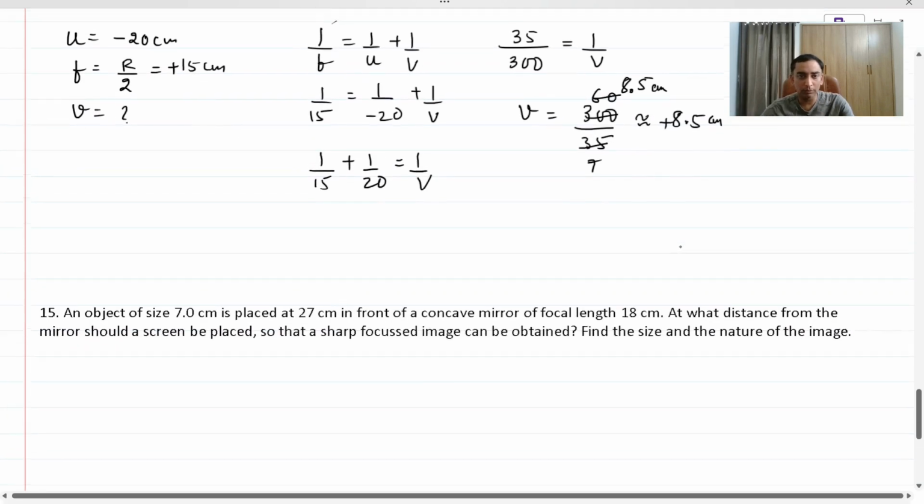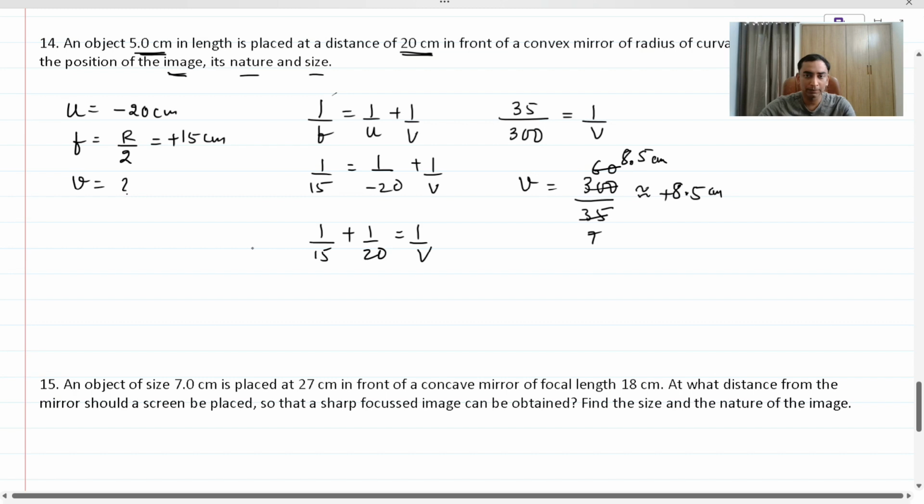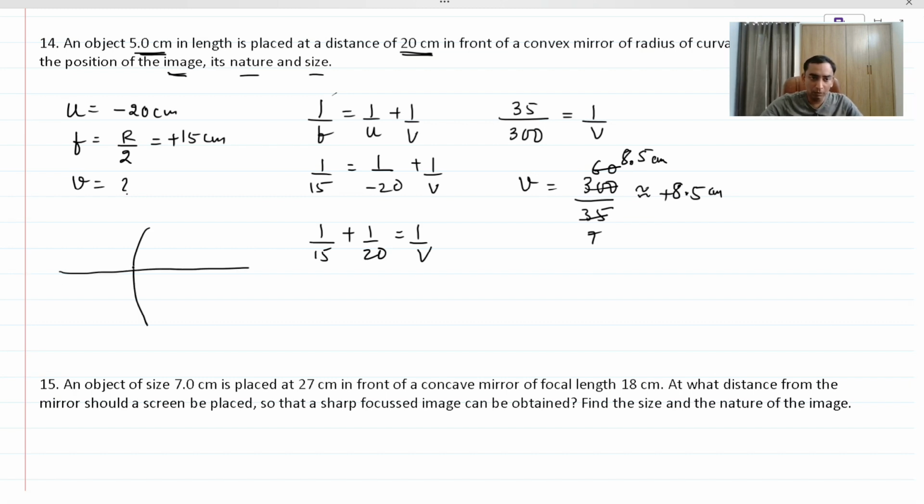Now we are also supposed to find out the nature of the image. Now see, always in case of the convex mirror, the image is formed between P and F, behind the mirror, and behind the mirror all images are virtual and direct, right? So we are supposed to find out the nature, so virtual and direct.